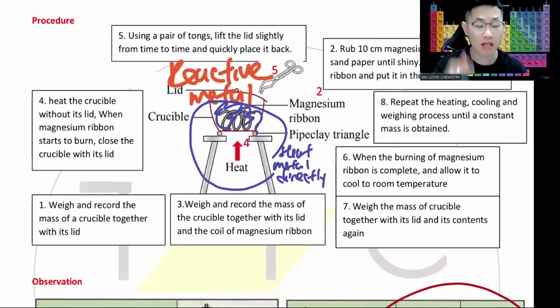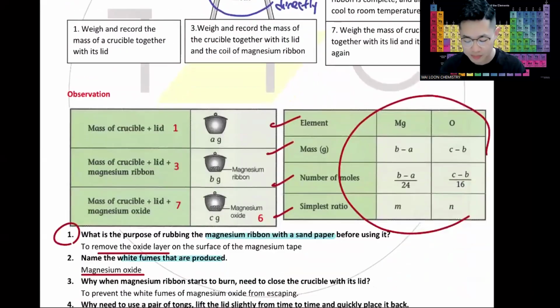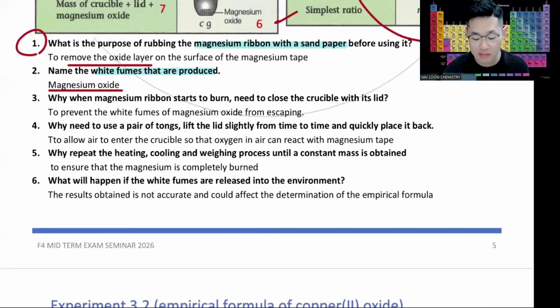Only reactive metal can do this because when you heat it, it will start to burn. If it is not reactive enough, if you heat it, nothing will happen. It's like iron. Let's say I get an iron nail and then I heat it with a lighter. Nothing will happen, they will just become hot. So when magnesium starts burning, it produces white fumes, which are magnesium oxide.